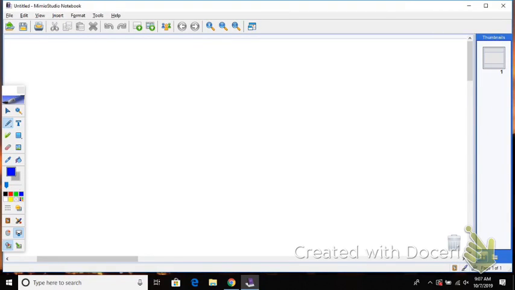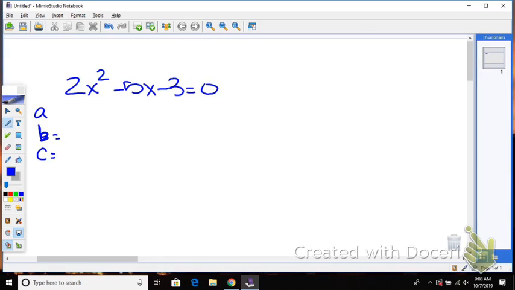Okay, your bell ringer: we have 2x squared minus 5x minus 3 equals 0. Does this work out nice? Yeah. Okay, so what's A, B, and C? A's 2, B's -5, and C's -3. So I have x equals negative b.